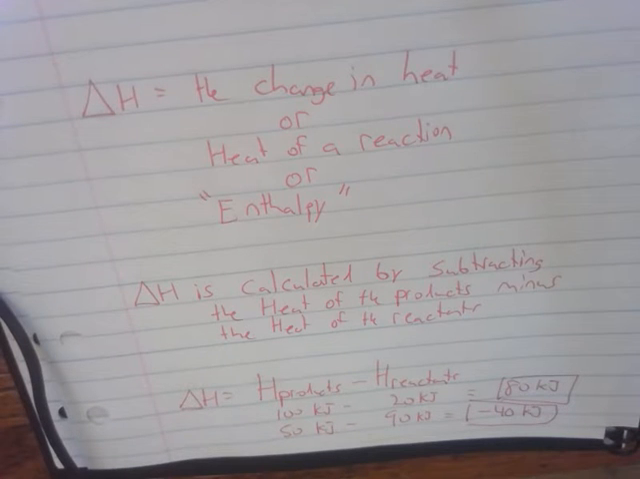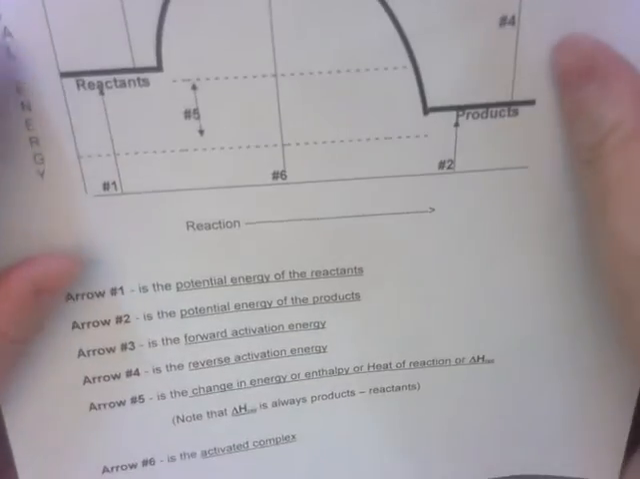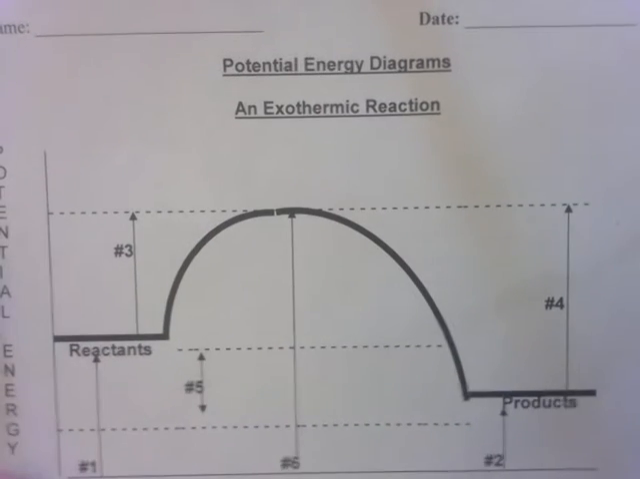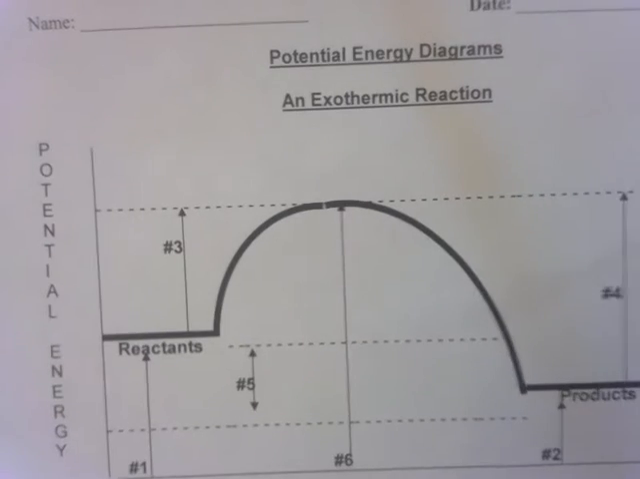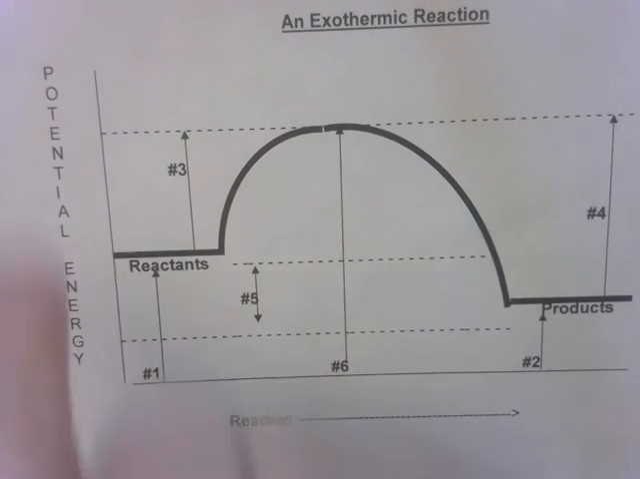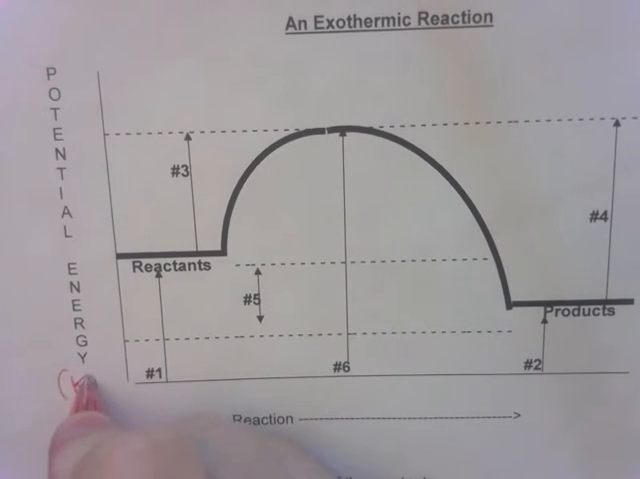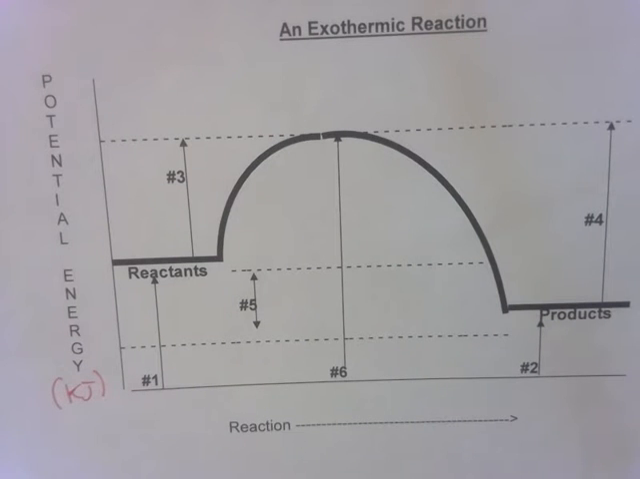For now, what I want to show you is something called a potential energy diagram. This is found in your workbook. Let's go over what a potential energy diagram looks like. If you notice, I have an X and Y axis, and on the Y axis I've simply written potential energy. I didn't put any units in here, but the units are usually going to be kilojoules. The bottom axis, the x-axis, I've just listed as reaction.